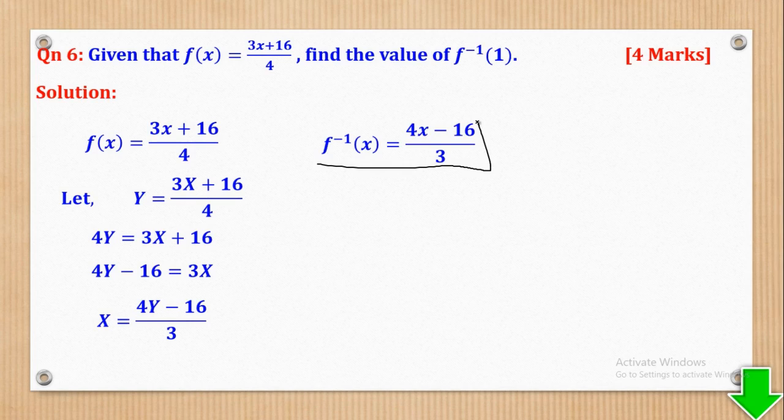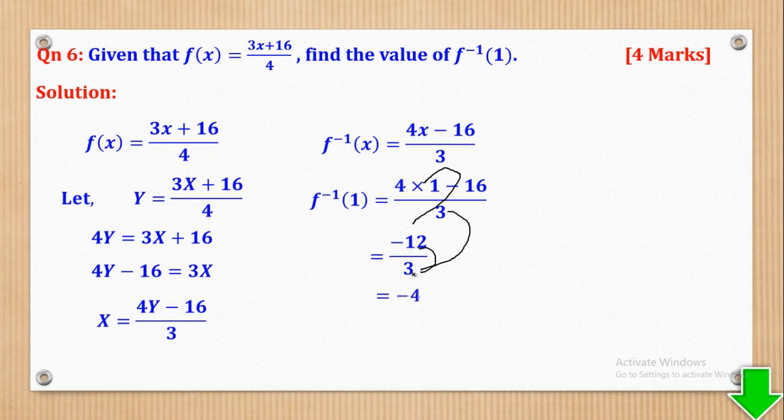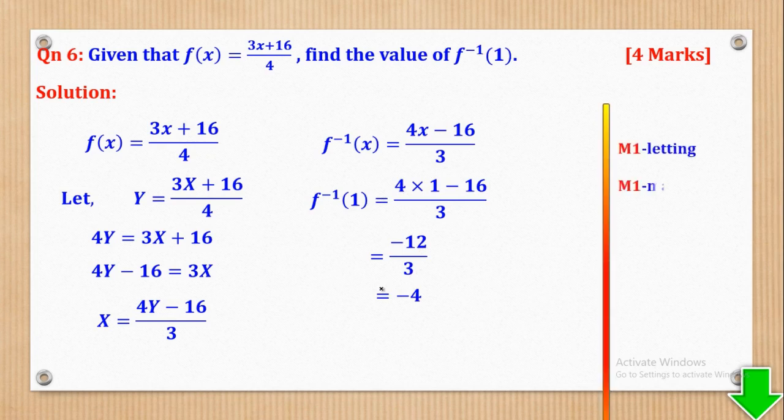So now this is our inverse of f(x), and that is what we shall use to get the inverse of f(1) by replacing x with 1. Therefore, the inverse of f(1) will be equal to, where there is x, we put 1 to come up with (4 times 1 minus 16) over 3. When I simplify, 4 times 1 is 4, minus 16 is negative 12. Here down is still 3. So negative 12 divided by 3, you'll come up with negative 4. That means that the inverse of f(1) is equal to negative 4. So basically that's what they wanted. Now let's see how much can be awarded.